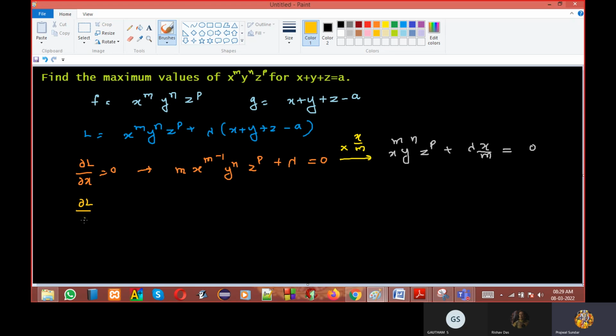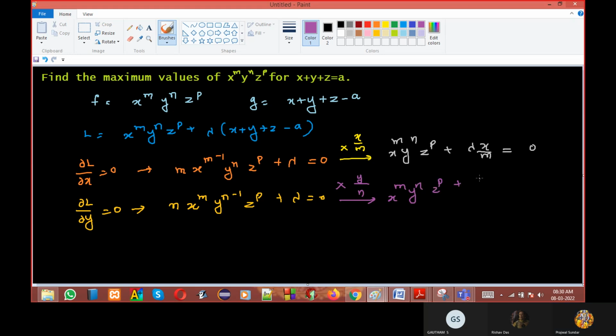So I'm writing ∂L/∂y = 0. What I'll get? I'll get n x^m y^(n-1) z^p + λ = 0. Know what I'm doing? All this is just manipulation. You need to just be smart and manipulate. I'll multiply by y/n. So again I get x^m y^n z^p + λy/n = 0.